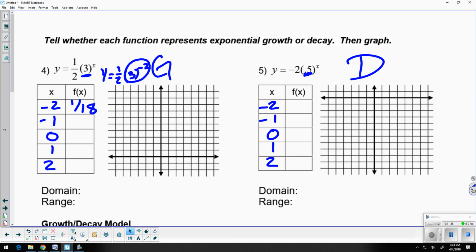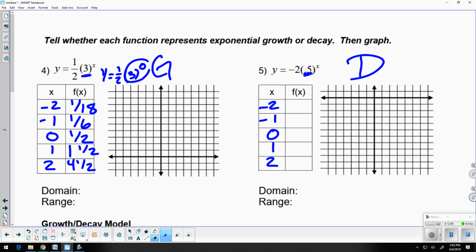Now plugging in -1. So if I plug in -1 for x, you can erase this one. Plug in the next one, -1. So 3 to the -1, that's 1/3. Timesing that by 1/2 would be 1/6. Now plug in 0 for x. So 3 to the 0 power, that's 1. And then 1 times 1/2 is 1/2. Plug in 1 for x, so that'd be 3. 3 to the first power is just 3. 3 times 1/2 is 3/2, but that would be 1 1/2. Plug in 2, 3 squared is 9. 9 times 1/2 is 9/2, but that's 4 1/2.